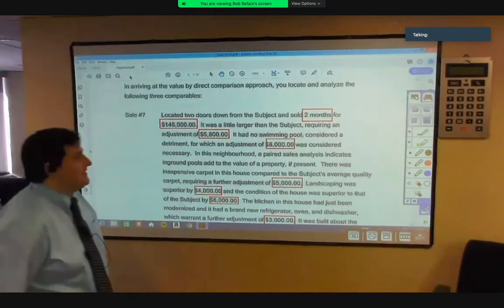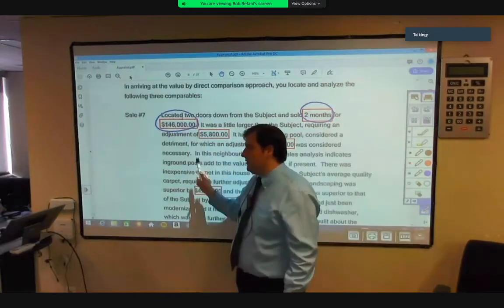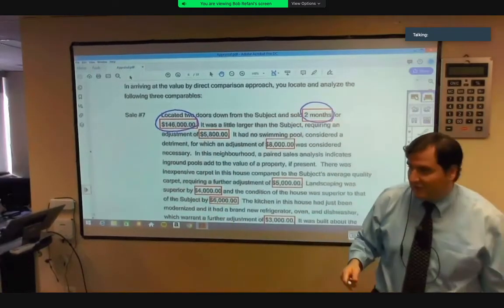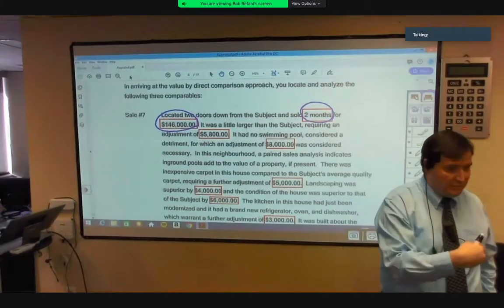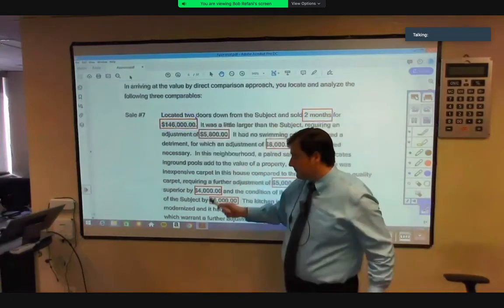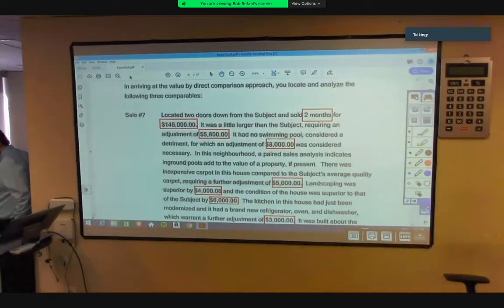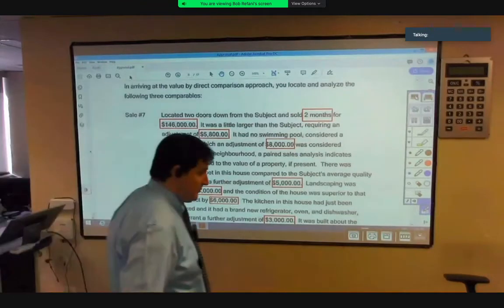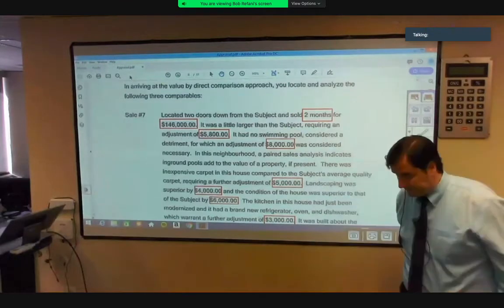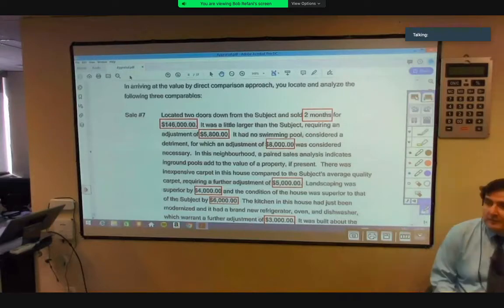So this one sold 2 months ago, and sold for $146,000. Can I ask anyone who wants to help me here to start reading from after 2 months? So sale 7. You have to do time adjustment. Anything more than a month or more, you have to do time adjustment. 146,000. It was a little larger than the subject, requiring an adjustment of 5,800.